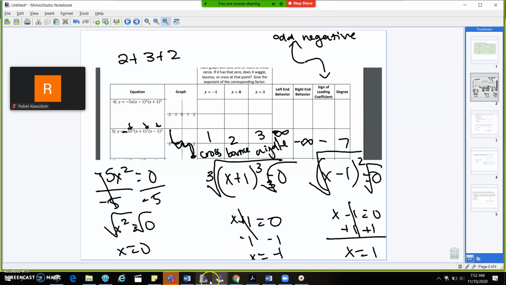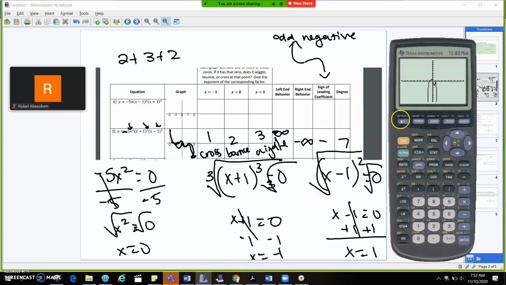So let's look at what the real graph looks like. I would normally use my graphing calculator and not even have to memorize this stuff, but on the SAT, if they asked you to graph it and you don't have a graphing calculator, this is what you would have to do. Okay, so we've got negative 5x squared, and then x plus 1 cubed, and then x minus 1 squared, and then we're going to hit graph.